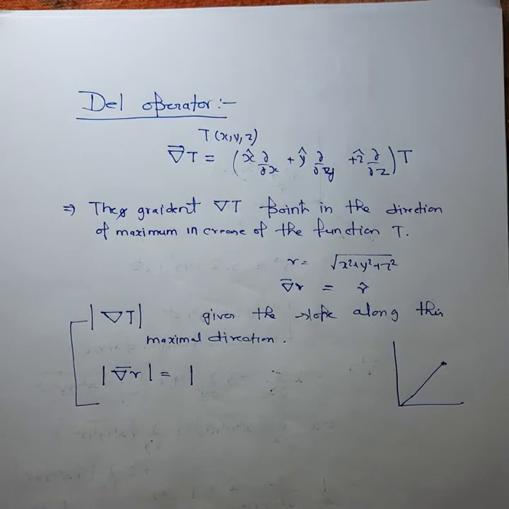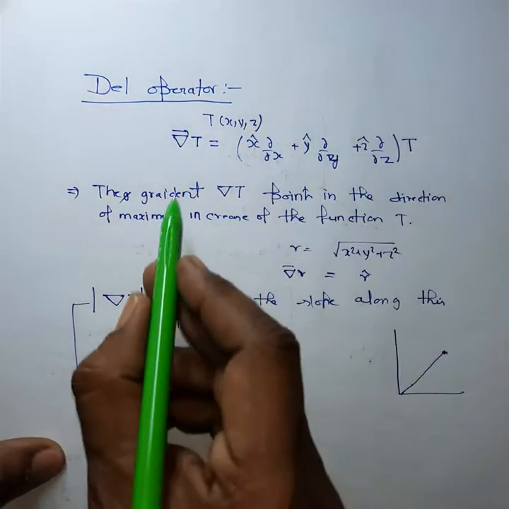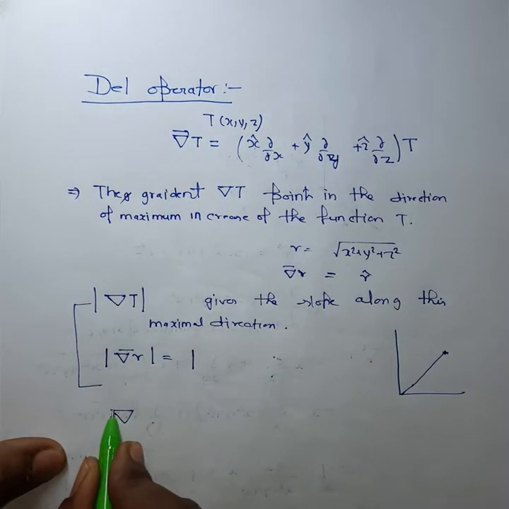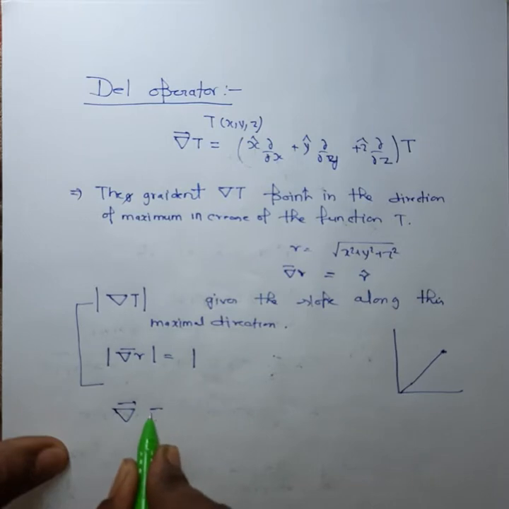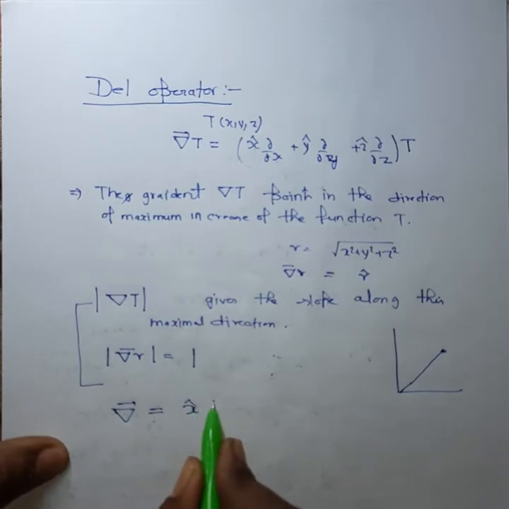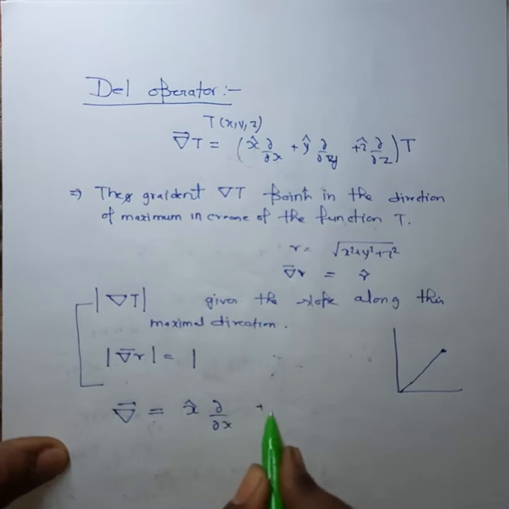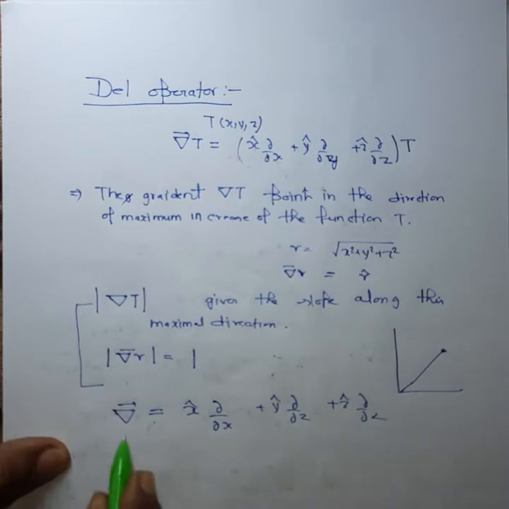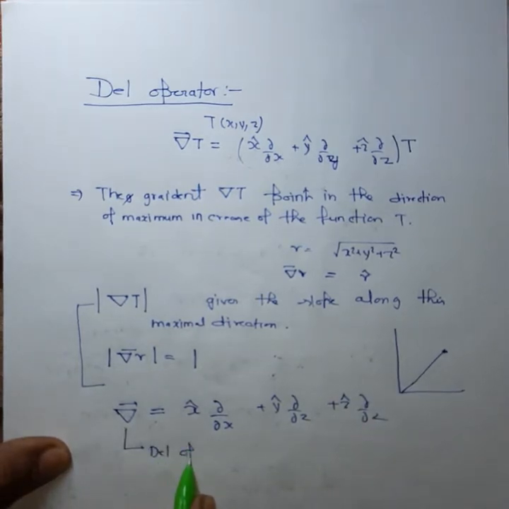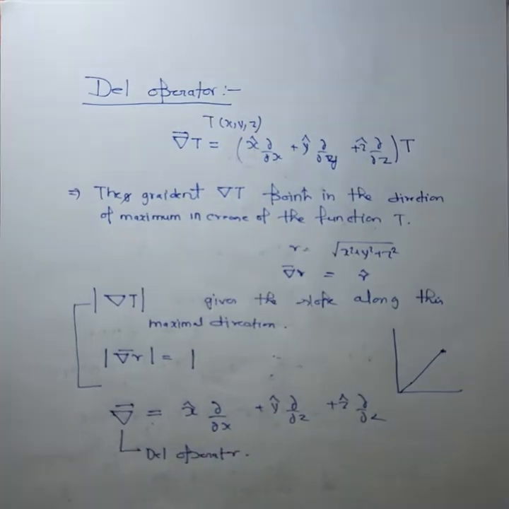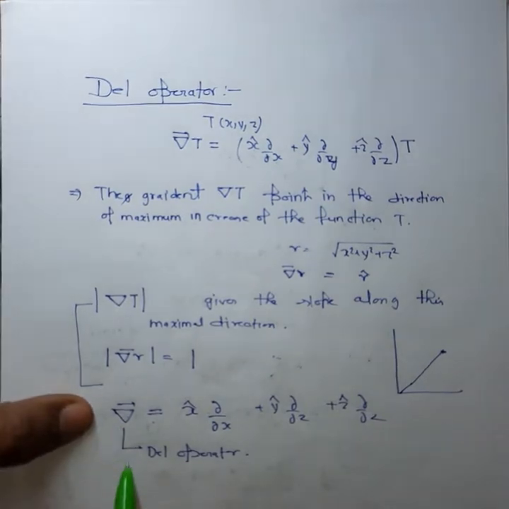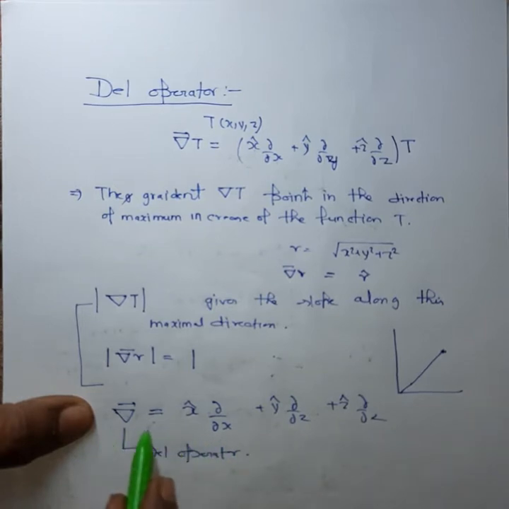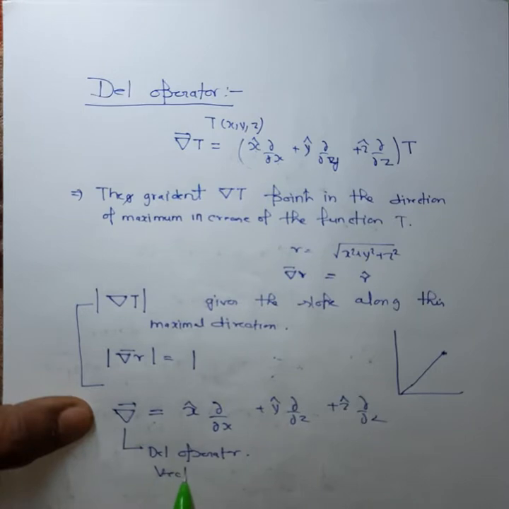changes more rapidly. And so this del, as we have already talked about, can be written as x cap del by del x, y cap del by del y, and z cap del by del z. This is your del operator. We define it as the del operator, and as it is expressed, it is a vector. So del operator is basically a vector.